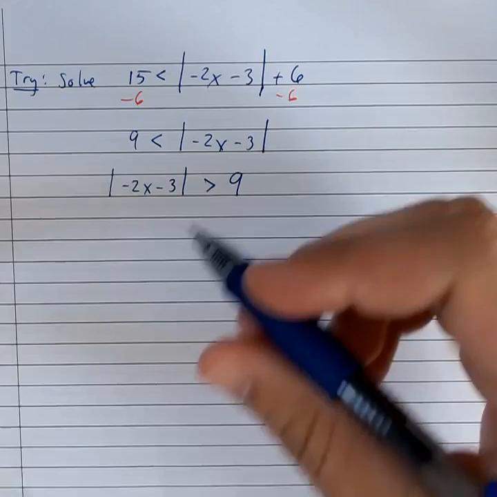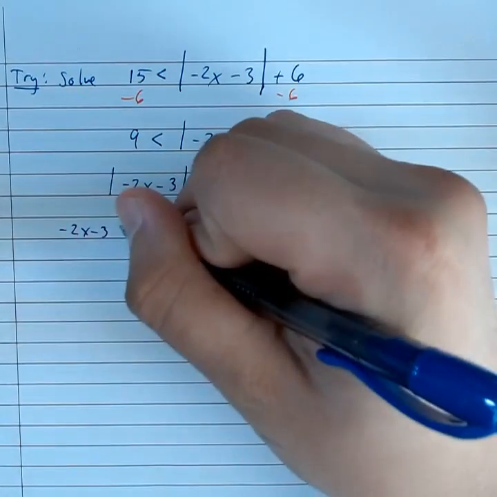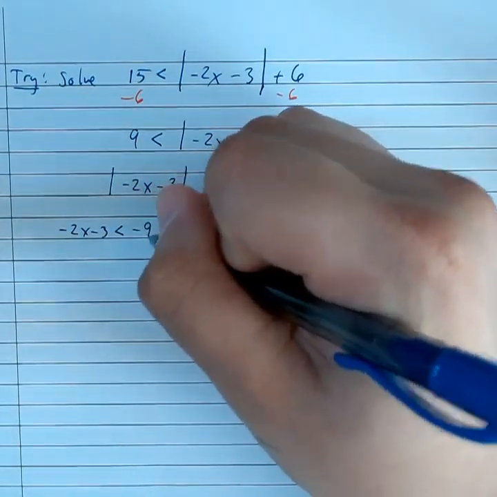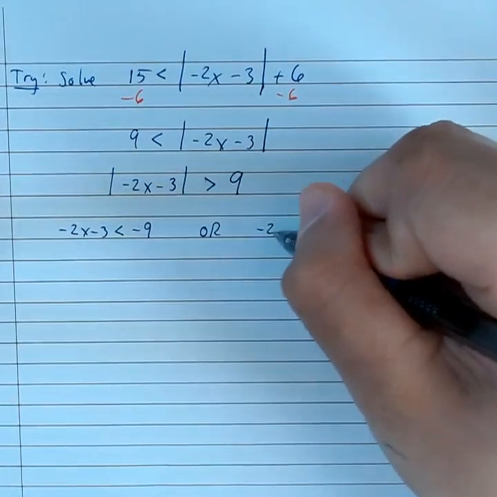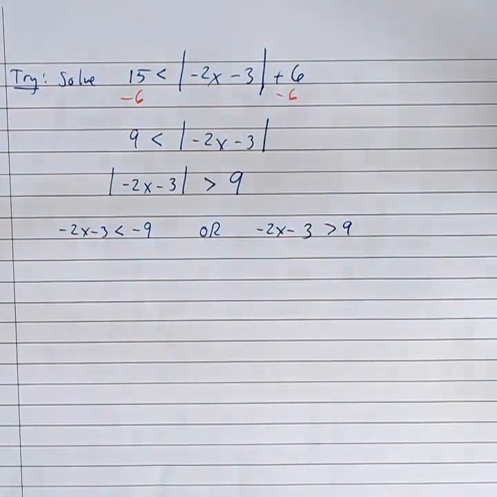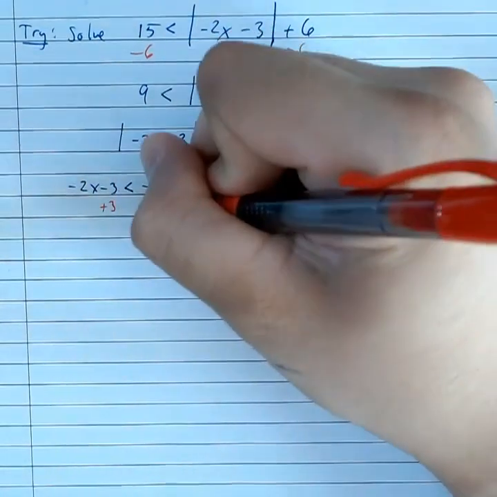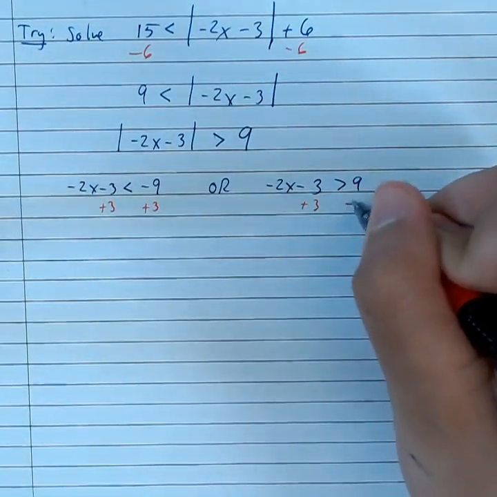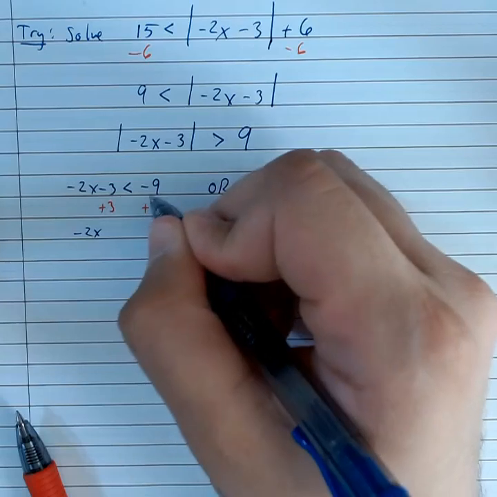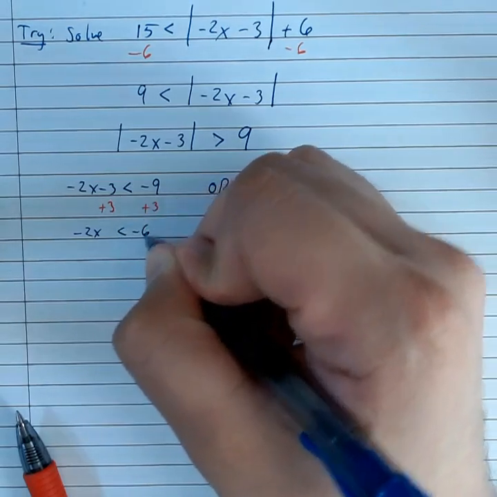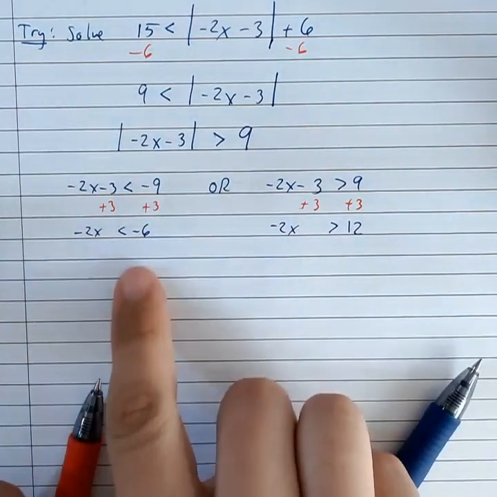The way that works is, again, we want the stuff in the absolute values, the negative 2x minus 3, to be less than the negative version of that number or greater than the positive version of that number. So now we can solve each of those on their own. Let's add a 3 to both sides of the inequality. Here, this is going to give me negative 2x. That's 0, that goes away. And negative 9 plus 3 is negative 6.